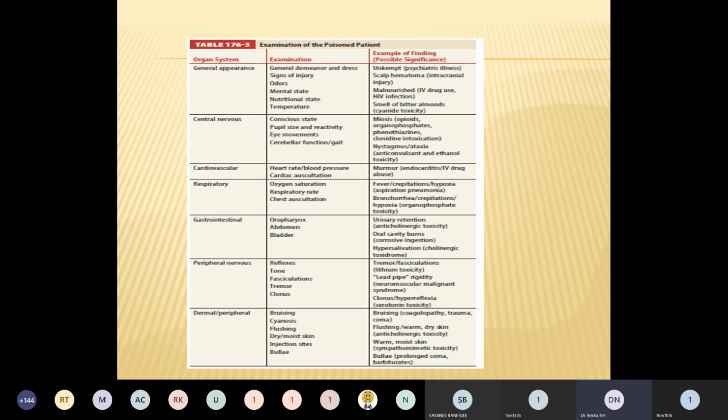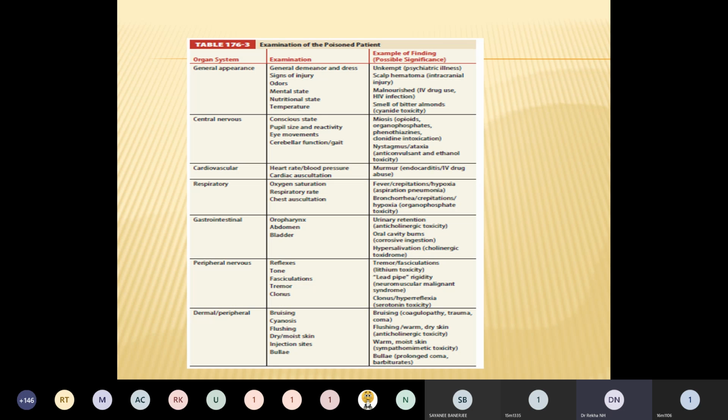This table mainly covers the examination of poisoning patients, and there are some clues here. One is the general appearance of the patient. We have to see the appearance, dress or odors, mental state, nutritional state and temperature. An example of a clue is a scalp hematoma, which can indicate intracranial injury. In a malnourished patient, you have to suspect IV drug abuse, addictions or HIV, or a smell of bitter almonds as in cyanide toxicity.